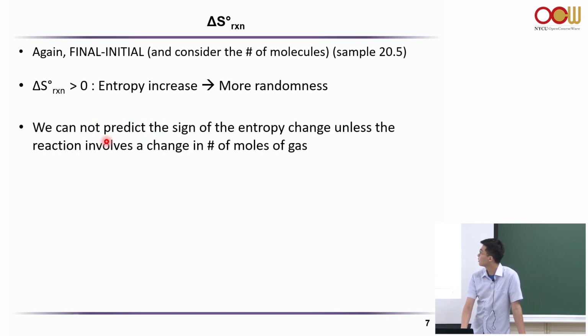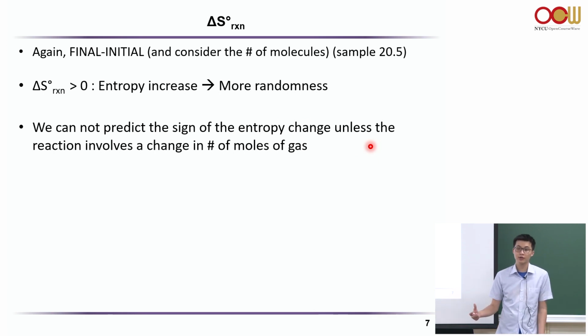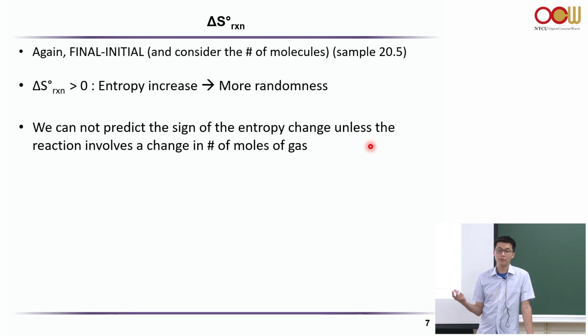So when your entropy increases, you have more randomness. We cannot predict the sign of this entropy change. We can draw a general trend and reason it, but it's really hard to predict whether that will be positive or negative, unless there's a significant change such as the number of moles of gas, because the entropy change for liquid and solid is generally pretty small. If we think about enthalpy, we generally think of it in kilojoules. It's 1,000 times more than entropy, which is in joule per mole per Kelvin. When we talk about entropy, we need to think about it more when we're dealing with gases.